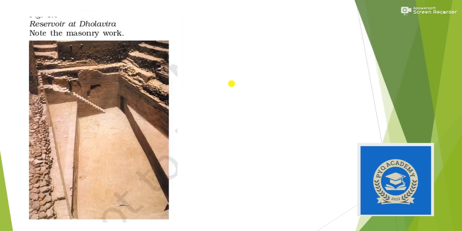Next, a reservoir at Dholavira. Remember that a reservoir at Dholavira was found. They can give you a statement such as reservoir at Dholavira or reservoir at Mohenjo-daro was found. In that way questions can be framed. So these are simple, direct questions.